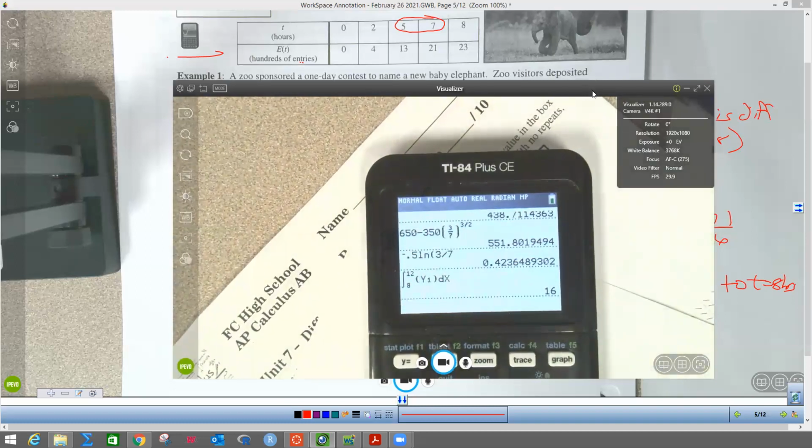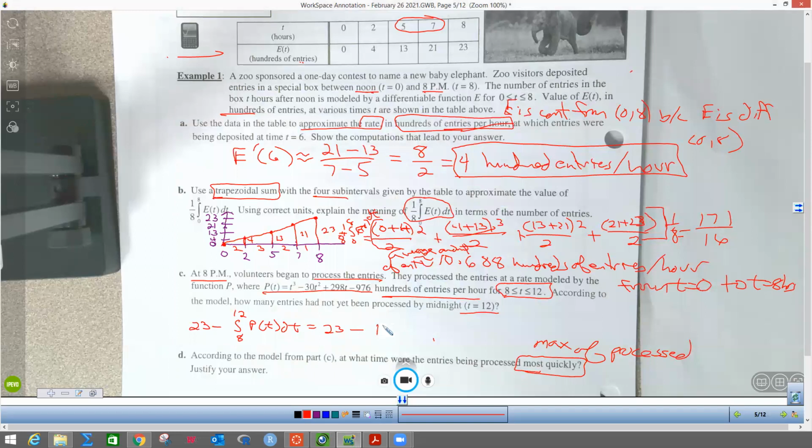Now, they could do this problem without having a calculator. So we would say minus 16. We should probably put hundreds of entries. And that can be your answer right there, or you can go ahead and subtract those and say 7, and you can write the words hundreds of entries, or you can even put 700 entries. So what this means is at midnight, after they were done from 8 to midnight, there were 700 entries left.